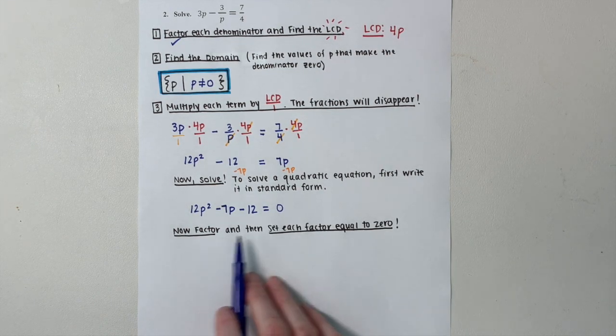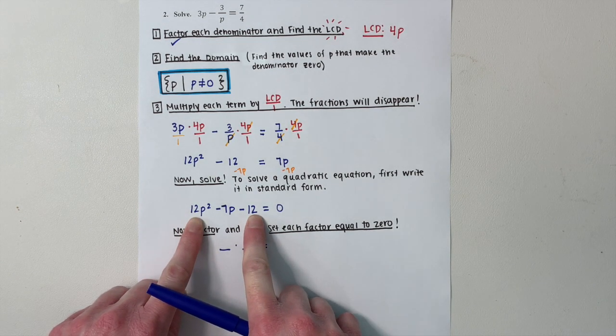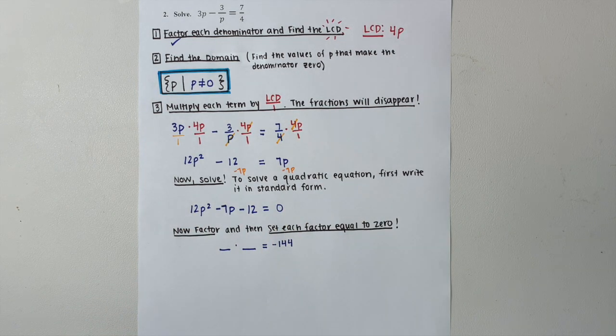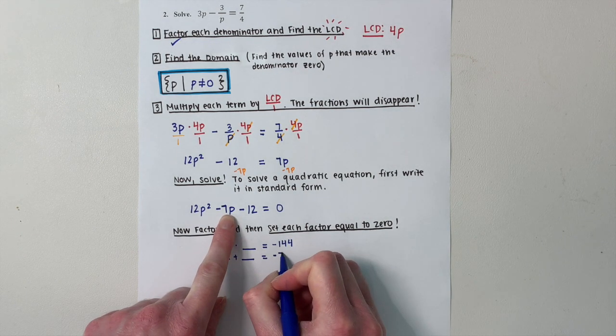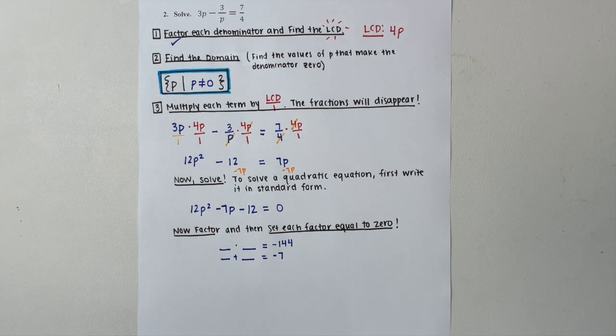So to factor this, first we need to check for a greatest common factor. There is no greatest common factor. So the next step, we need to find two numbers that multiply to give us the product of these two, negative 144. And those same two numbers have to add to give us this middle coefficient, negative 7. Now you might be able to find those two numbers mentally, but if you're having any trouble finding the two numbers that work, off to the side, I'm going to list all of the numbers that multiply to give us 144.